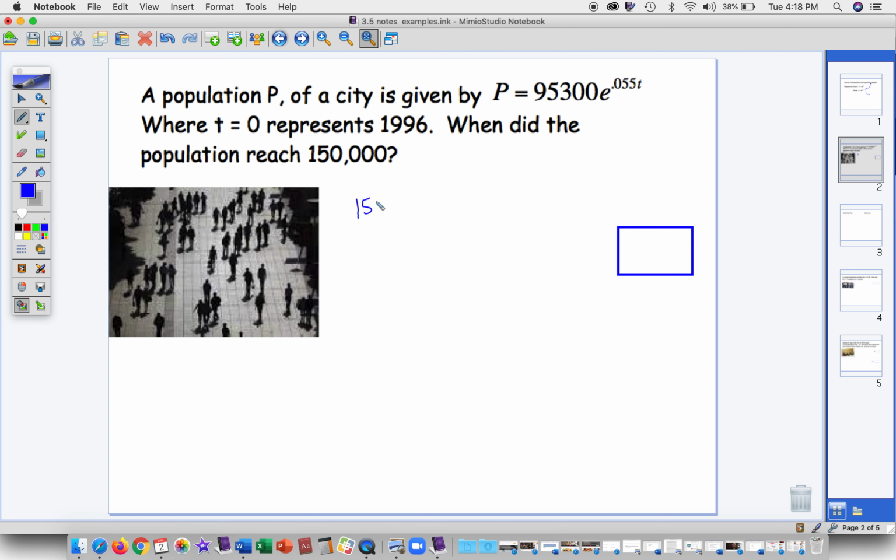So we have 150,000, and I can remove a couple zeros right off the bat to save us a little bit of writing. I'll change this to 1,500. It'd be the same as dividing by 100 on both sides. So 953 e to the 0.005t. To solve for t, I first want to get this in exponential form, so I'm going to divide 1,500 by that 953.